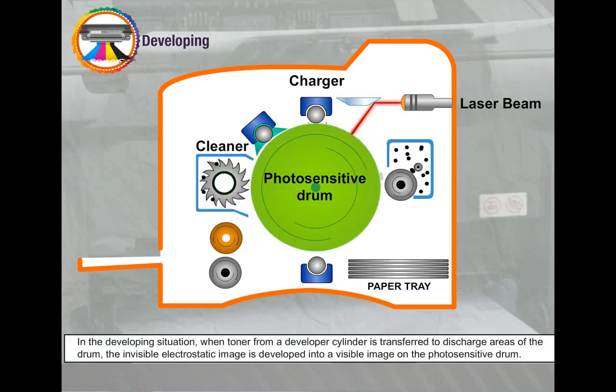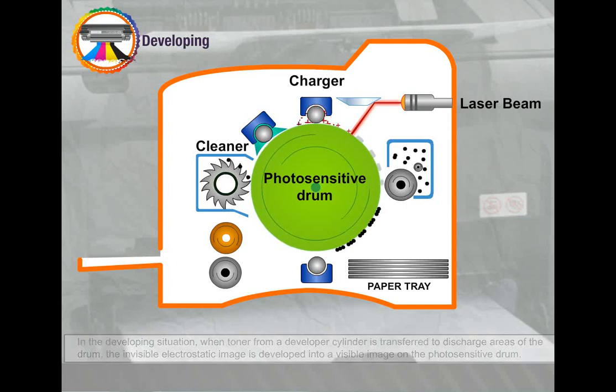Developing. In the developing stage, toner from a developer cylinder is transferred to the discharged areas of the drum, so the invisible electrostatic image is developed into a visible image on the photosensitive drum.